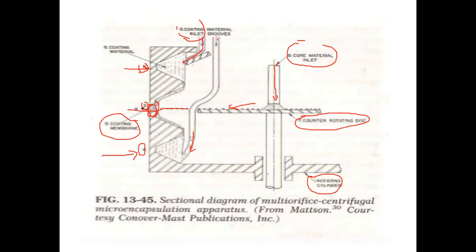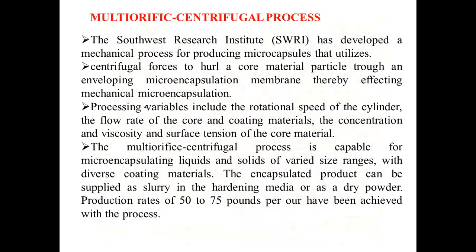So there are various process variables, like the rotational speed of the cylinder, the flow rate of the core material as well as the coating material, the concentration and the viscosity of the coating material, and the viscosity and the surface tension of the core material. These are the different factors that we have to consider while using the multi-orifice centrifugal process. Here the embryonic microcapsules, upon leaving the orifice, are hardened or congealed or voided of the coating solution by a variety of means.